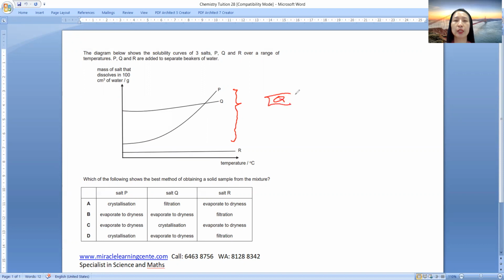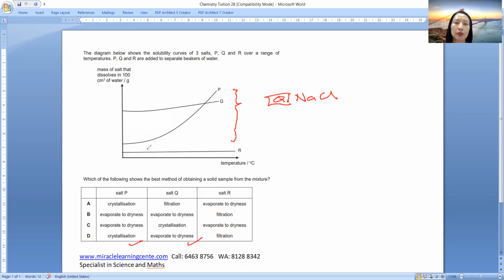So for Q, it's a heat stable salt, so you can actually heat it to dryness. Okay, these are salts like sodium chloride. So you heat to dryness to obtain the salt. And for P, you can obtain it by crystallization. You just evaporate off the excess solvent, you'll get a lot of solute left behind. So P, most of the other non-heat stable salts you can obtain by crystallization.